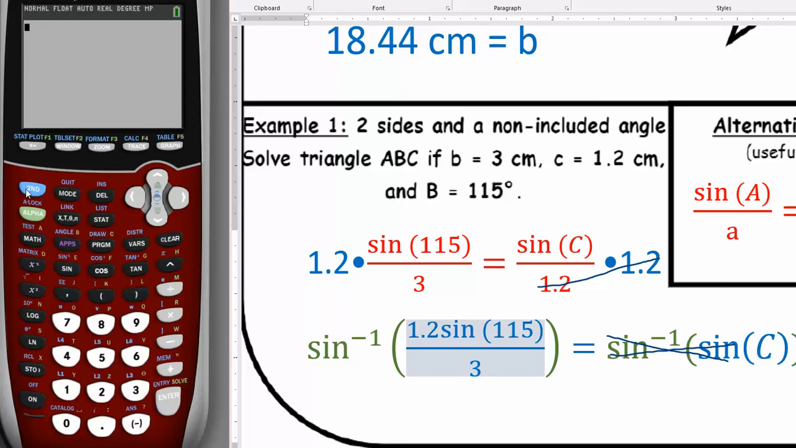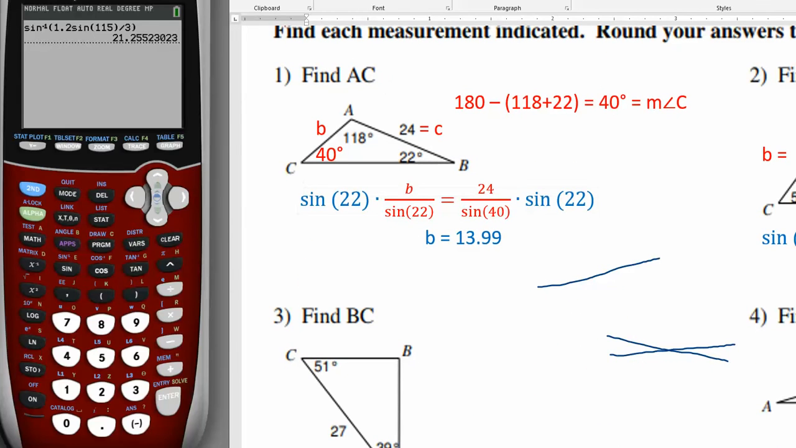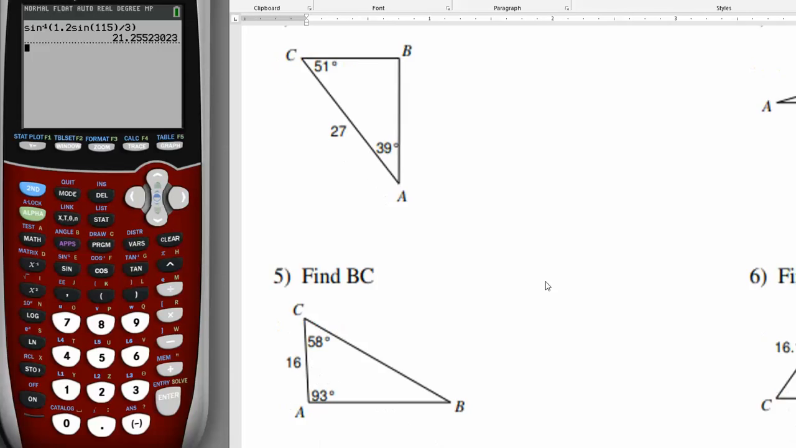So when we do the inverse sine, so here we go. To get inverse sine, you have to do second sine on the calculator. 1.2 times the sine of 115 divided by 3, and we find out that the measure of angle C is 21.26 degrees. So that was how we did that. Now what if we have a picture? Let me erase that really quick. Come down to our picture.